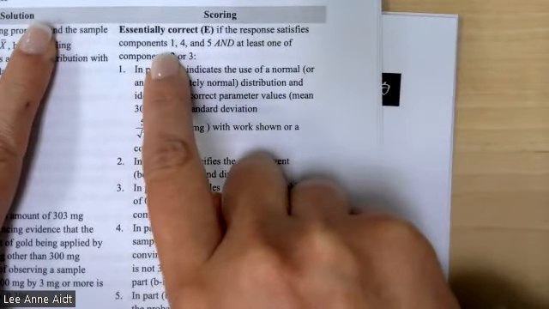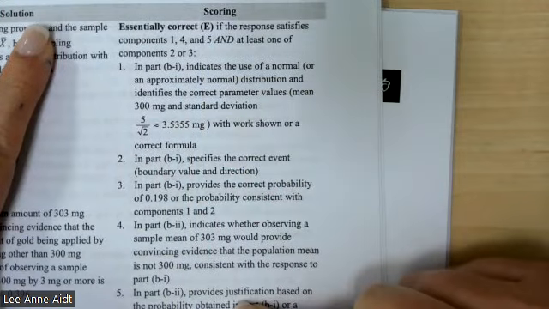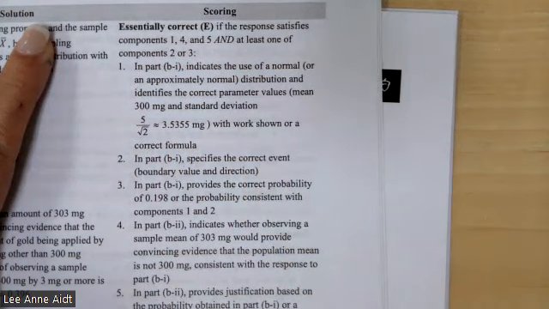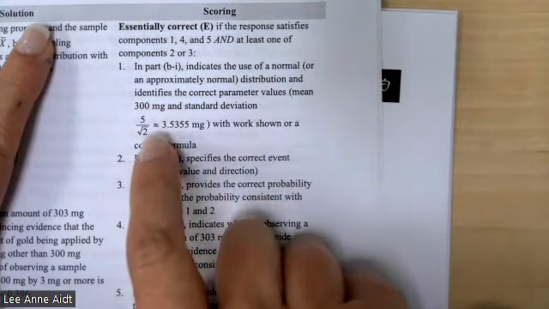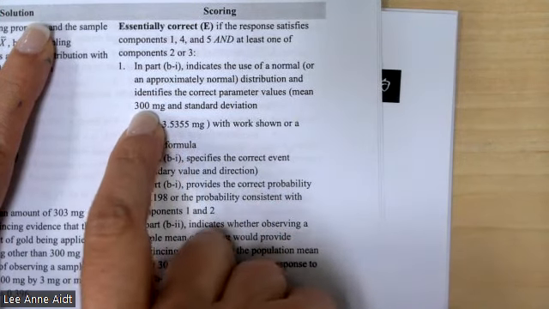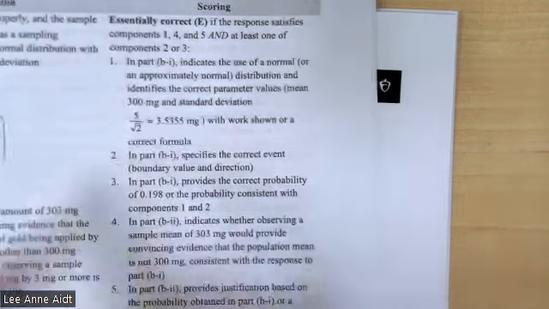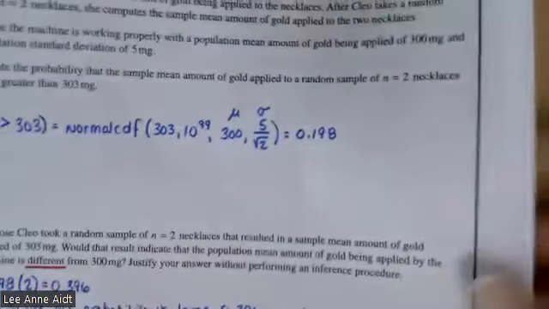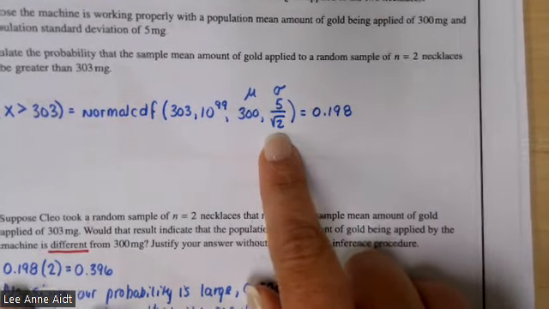If the response satisfies components 1, 4, and 5, it has to have 1, 4, and 5, and either one of 2 or 3. It needs to say something about a normal distribution. And then this is the most important part. The mean is 300. The standard deviation is 5 over root 2. Why is it not just plain 5? Because there was a sample size of 2. So s over square root of n.